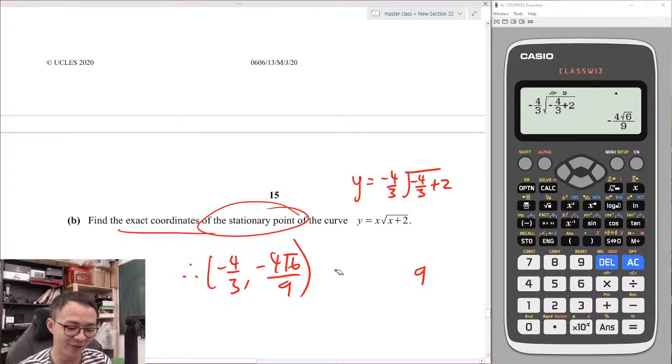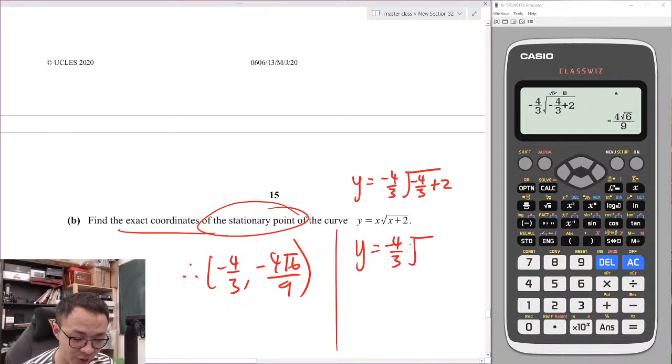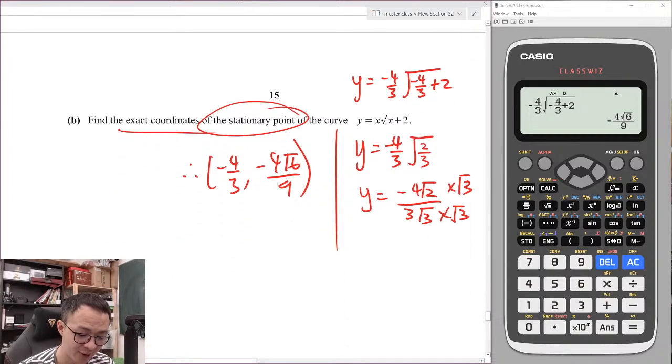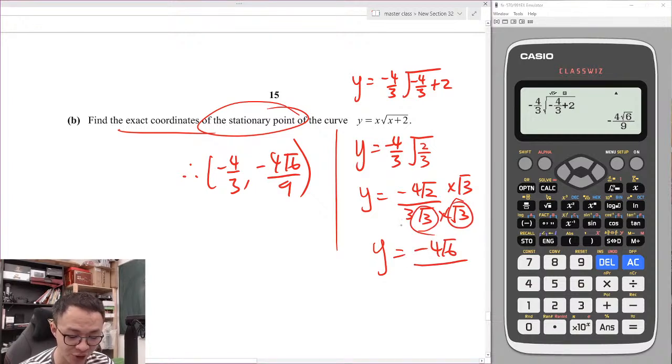What if you don't have this kind of calculator, you use the old version, then this is how you solve manually. Negative 4 over 3 times square root of 2 over 3, this is root 6 over 3, right? But the denominator cannot have a square root, right? So I multiply by square root 3 here. Then I will have negative 4 root 6 over, square root 3 times square root 3 equals 3, 3 times 3 is 9. This is how you solve manually without using the calculator. This is the reason why I always ask my students to get a good calculator, because it's going to save you some time.